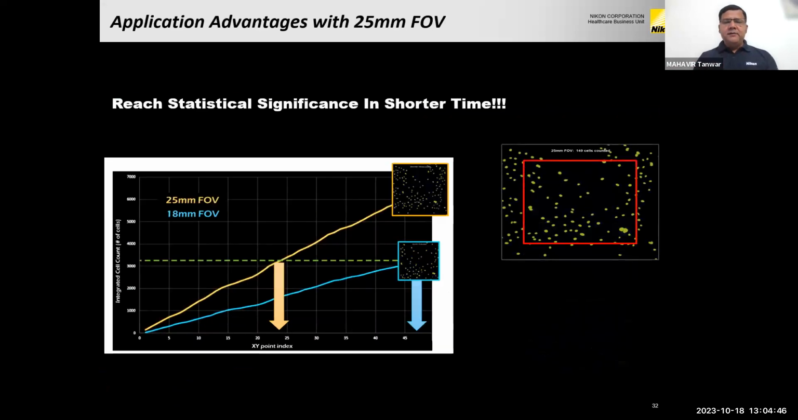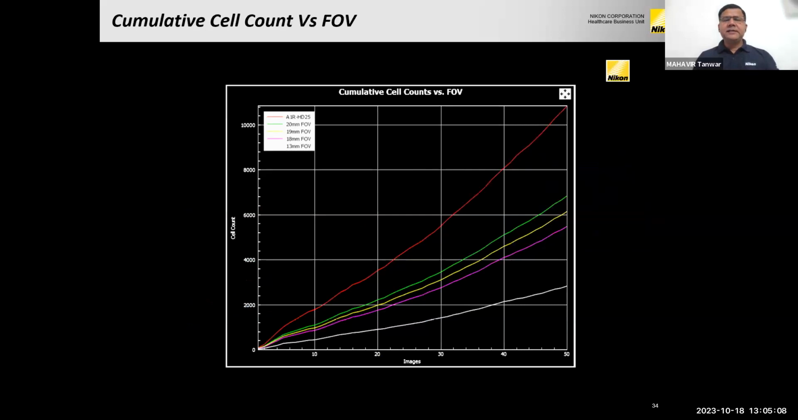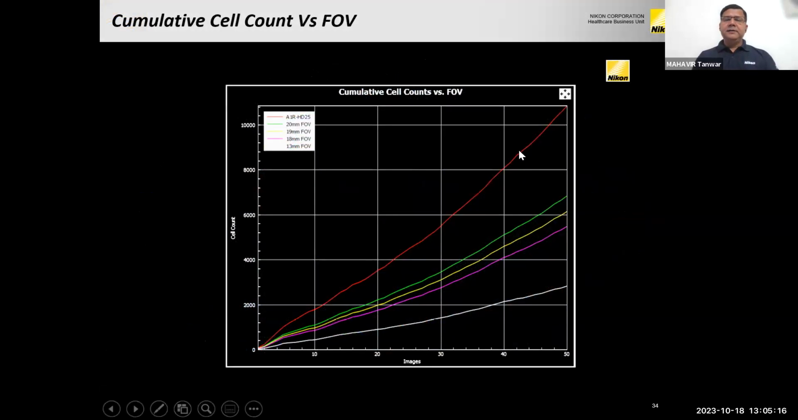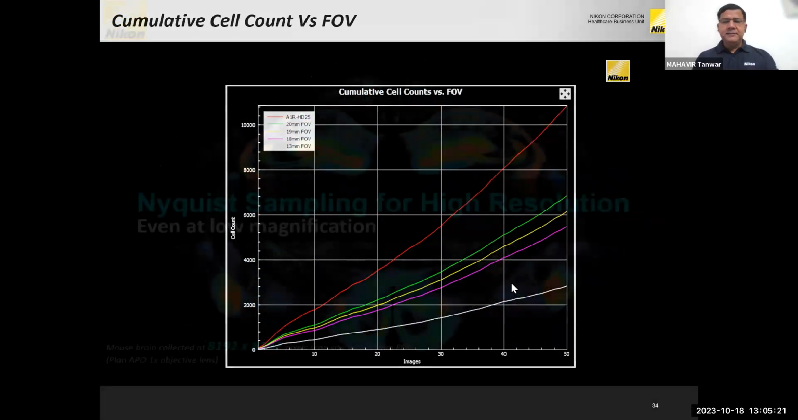So if you see with respect to 18 mm and 25, the 25 mm has a better accuracy as compared to 18, and a cell count in a shorter time as well. So this is a capability and application advantage with respect to research of a wide field of view. This is a very strong capability. And this is basically the cumulative cell count versus field of view. If you see the red line, its cell count is higher as compared to the smaller field of view. So that is an advantage.